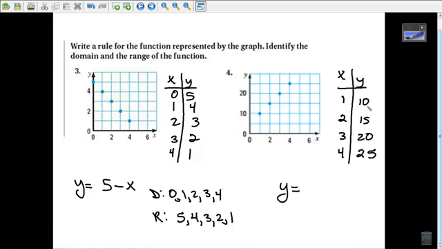So again, we're looking to see how do I use the x's to get the y values? It appears that the x's again are changing by 1 and the y's are changing by 5. So I know that ultimately I'm going to multiply each x by 5 because as x changes by 1, y changes by 5. But I have to decide, what am I going to start with?